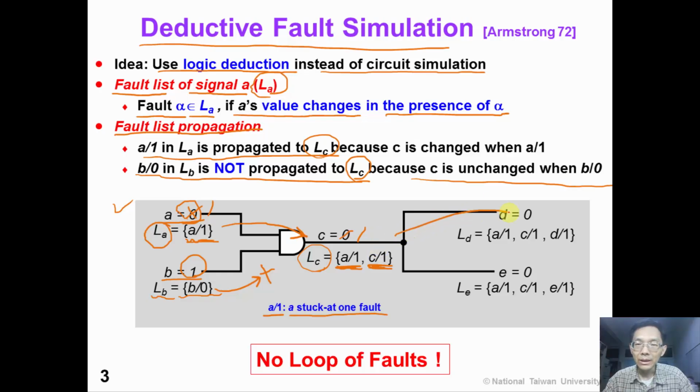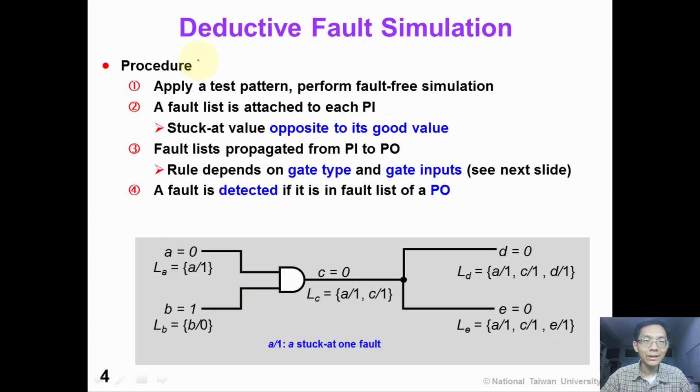If we propagate the fault list to the primary output, then we can easily figure out which faults can be detected. During the whole process, we use logic deduction instead of circuit simulation. So the good news is that we don't need a loop of faults anymore. Everything can be done all at once. This is a very nice idea.